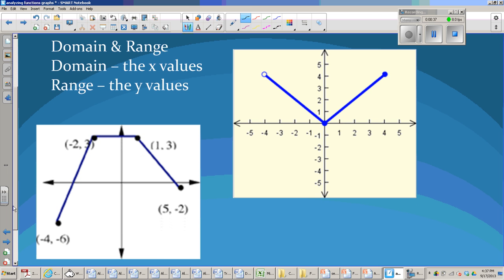Let's look at the one on the left first. We call this a piecewise function. Domain is the x values. So what are your x values here? They're going from -4 to 5. Write it as interval notation. Since we have closed circles on both ends, we have brackets.